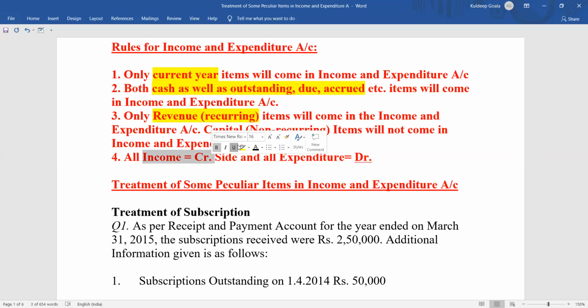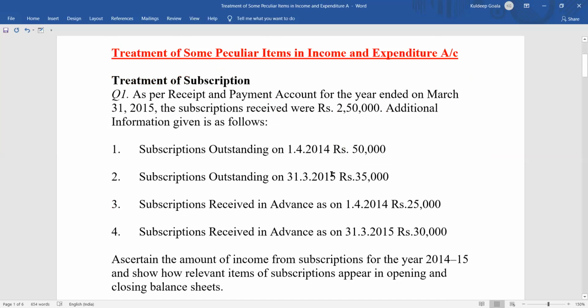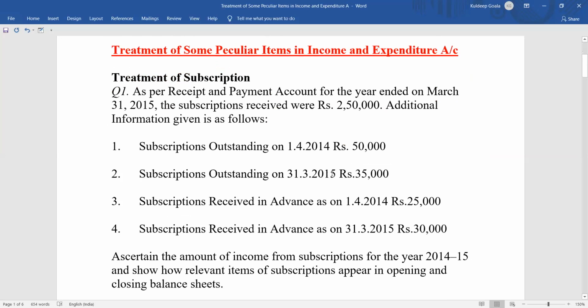Clear? Now we will be learning about the treatment of special items. So there are some peculiar items which are specially found in not-for-profit organizations. So how to treat them in the income and expenditure account? Okay, so we'll start with subscription. We'll learn about subscription, how it is treated.